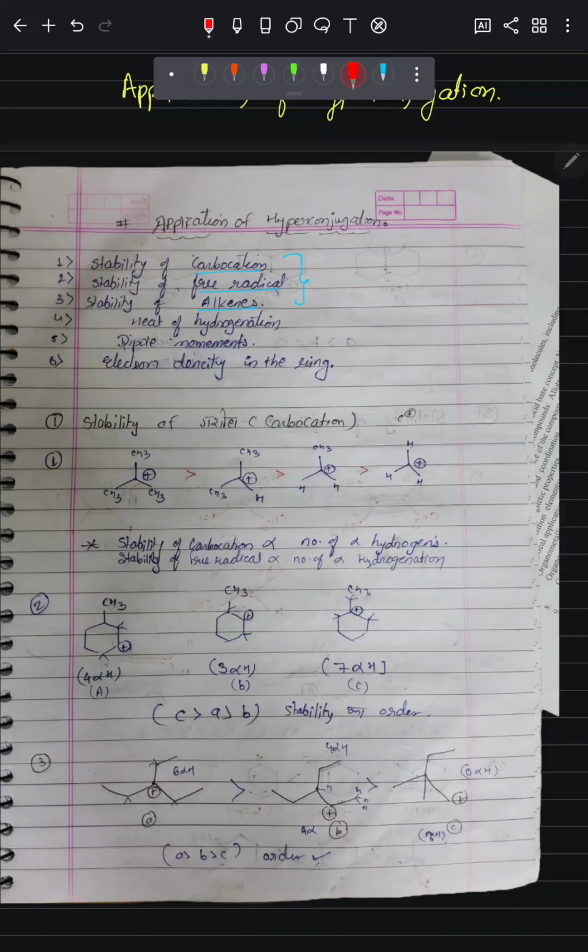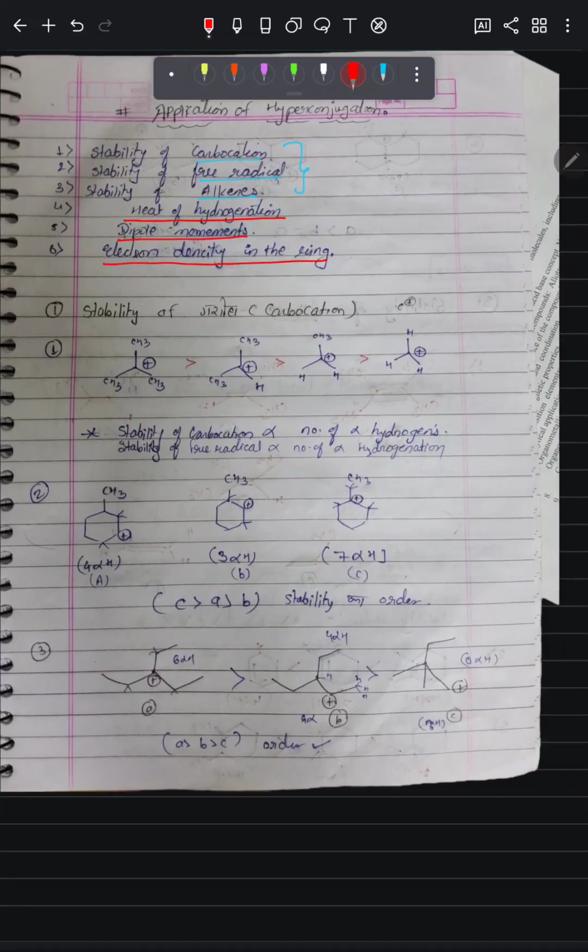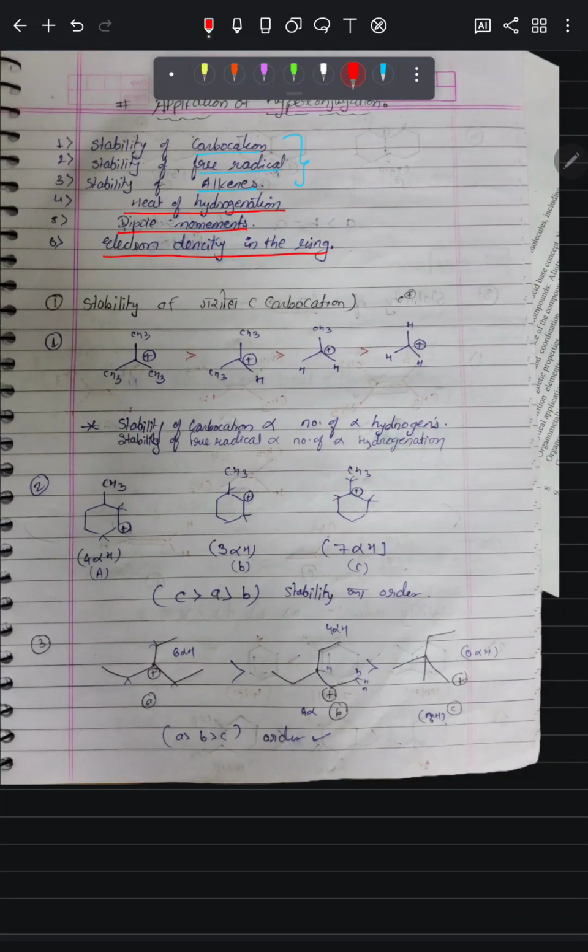It is also important for finding the heat of hydrogenation, dipole moment, and electron density in a ring. So these are all the applications. Let's discuss one example from the stability of carbocation.